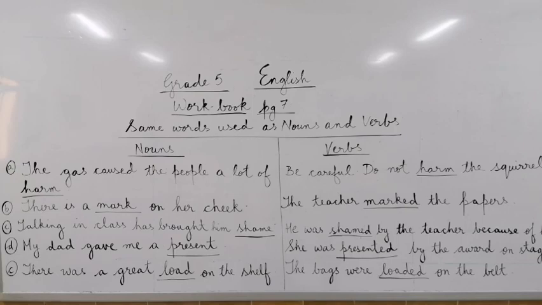C, there was a great load on the shelf. Here load means weight. Now, how much weight is not visible. It is not visible. So load, how much load, we only know in our minds. So that is why it is an abstract noun. It is a noun. Then as a verb, the bags were loaded on the belt.